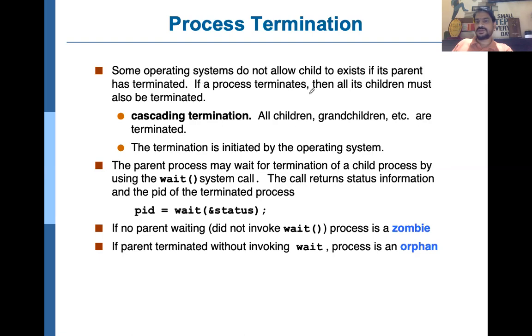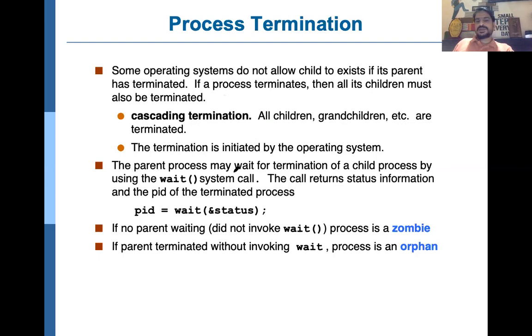If the process terminates, then all its children must also be terminated. Let's say the parent process is terminating, then its child processes should also be terminated. That termination is called cascading termination, meaning all children, grandchildren, etc. will be terminated if a parent is terminated. The termination is initiated by the operating system.